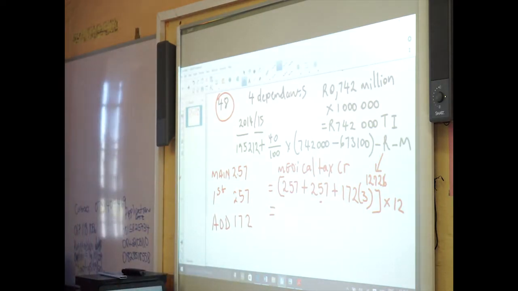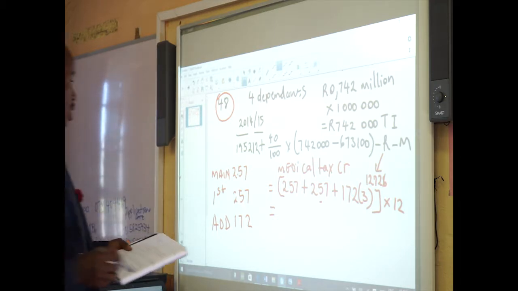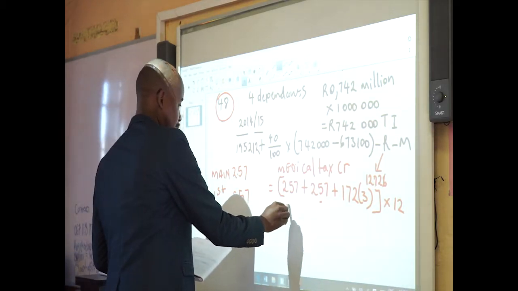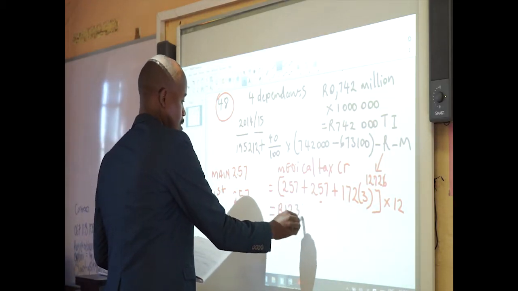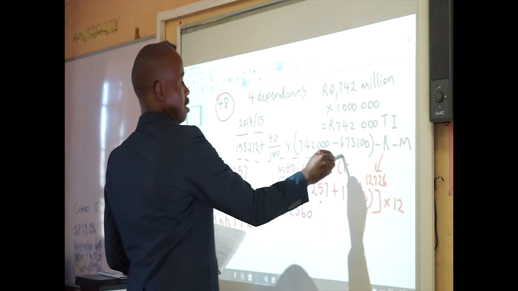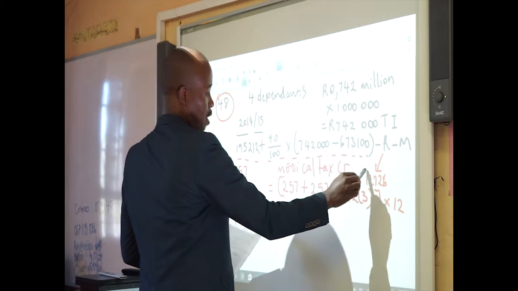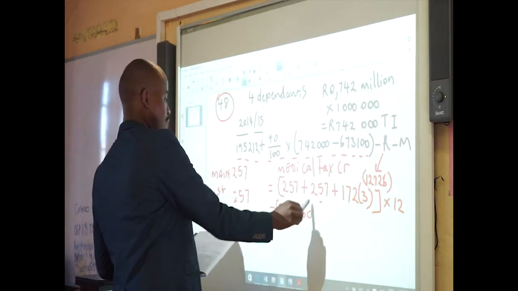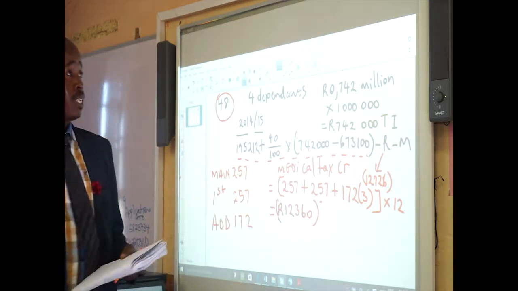And our answer is? 12,360. This is our medical tax credit. So when doing this calculation, you will subtract 257 for rebates and subtract 12,360 for medical tax credit.